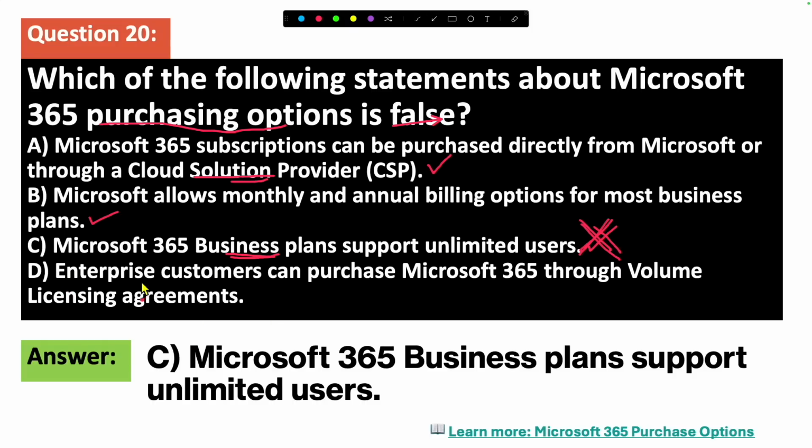The fourth statement is enterprise customers can purchase Microsoft 365 through a volume licensing agreement. Correct. That's another way enterprise customers can buy these licenses. All right, I hope you understood the elimination method I used, and I gave you more clarity on all of these points. If you want further reading, just click on this link or go through the documentation to read more about it.